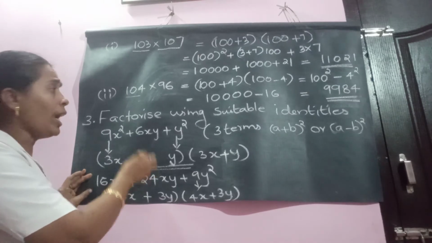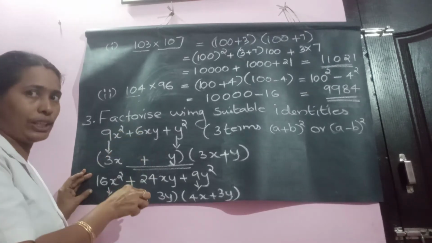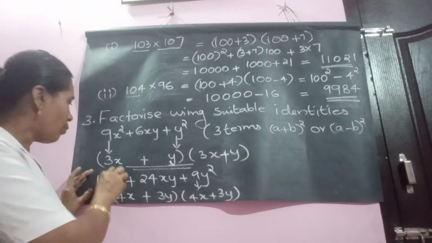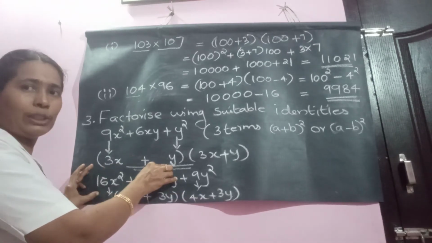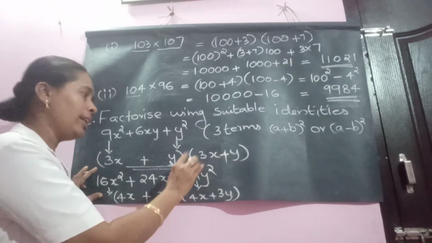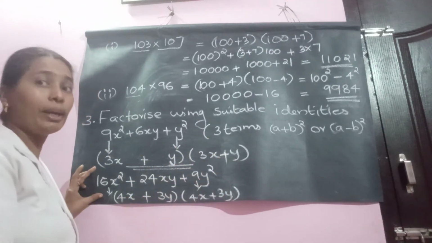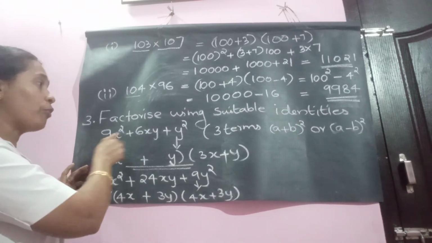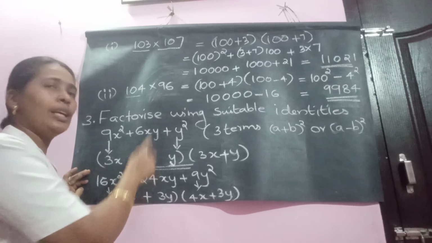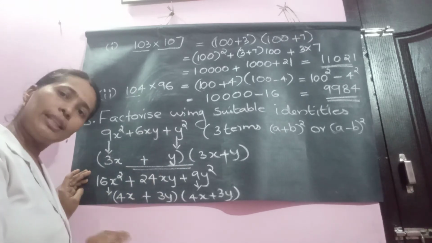So which sign do you need to put? Plus. And since they asked for factorization, we need to write it in the form of factors. So one factor we got now is (3x + y). And what will be the next one? The same repetition, (3x + y). Why? Because they are perfect squares. If you get one factor, the second one will also be the same.